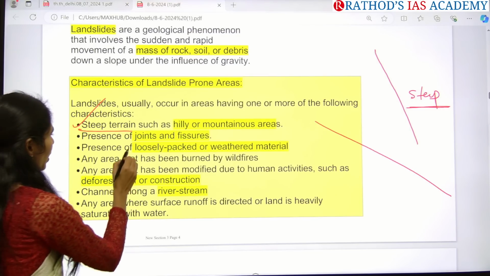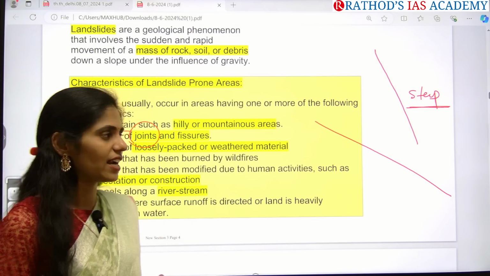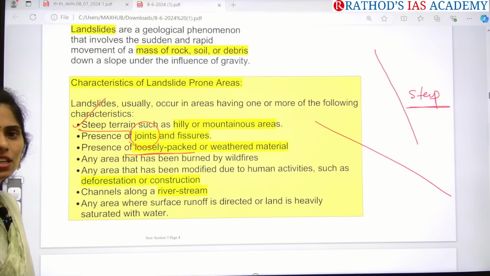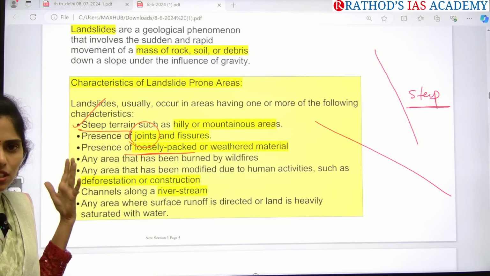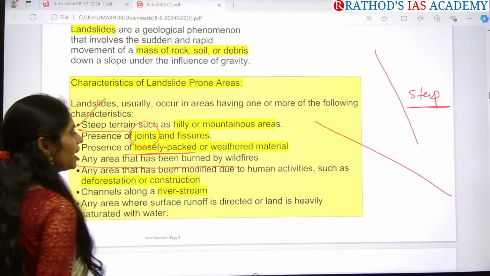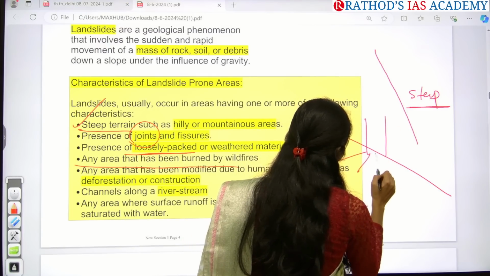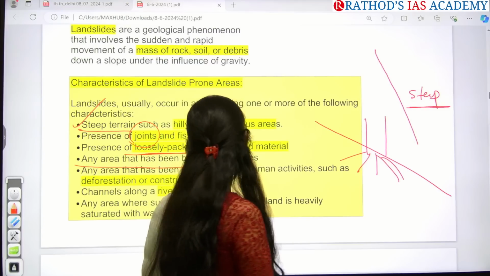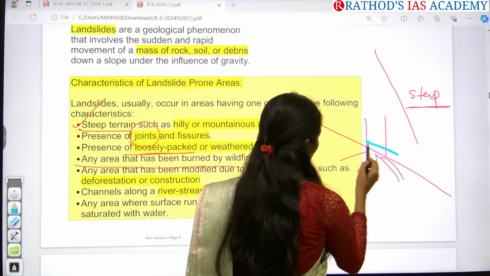Next, if there are any joints in rocks or any fissures, that can also trigger landslides. And if there is very loosely packed or weathered material, it will come down easily, so in those areas also we can see landslides. The next one is any area which has been burned by wildfires. What happens then? If there is a plant here, it will have roots, and these roots bind the soil strongly. But because of the fire, if we remove this, what happens?